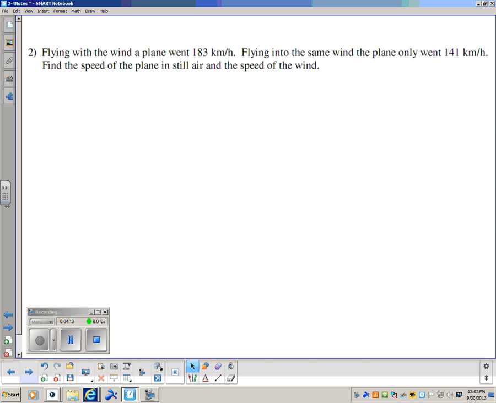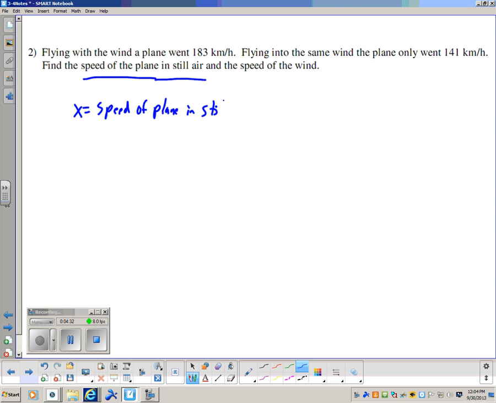So going back to this last statement here, we've got the speed of the plane. So I'm just going to call x the speed of the plane in still air. And then y equals the speed of the wind. So now that I have my x and my y set up, I've got to go ahead and set up my equations.